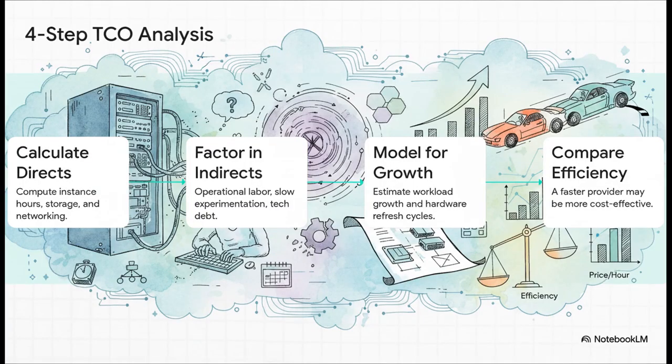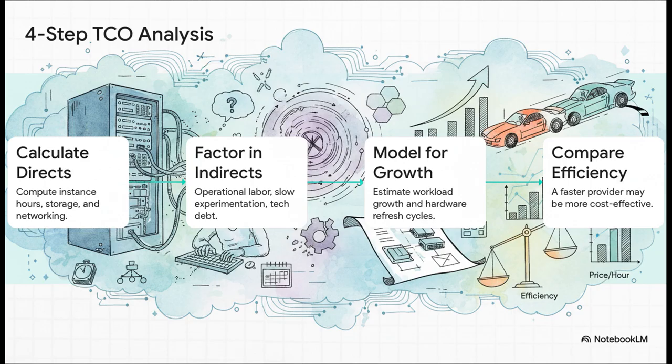So how do you do it? It's basically a 4-step process. First, calculate your direct costs. Then you have to factor in those indirect human costs. Next, and this is critical, you have to model for the future. How will your data grow? When will you need new, better hardware? And finally, and this is key, you have to compare providers based on their overall efficiency, not just their hourly price tag.